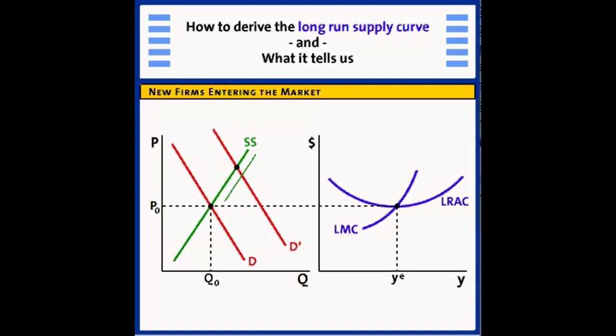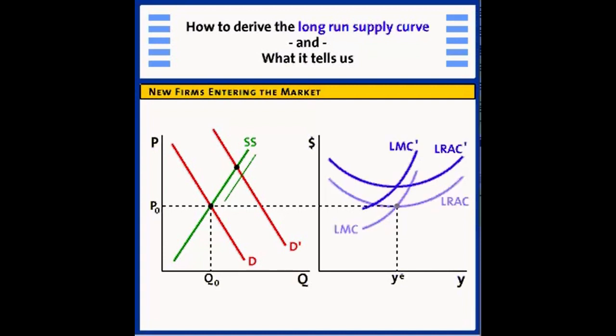So what we have then, as the short-run supply curve shifts outwards and firms enter the industry and compete for a strictly limited resource like talented truck drivers, the costs of production will shift upwards, and we will get something like this. A new long-run average cost curve at a higher level.